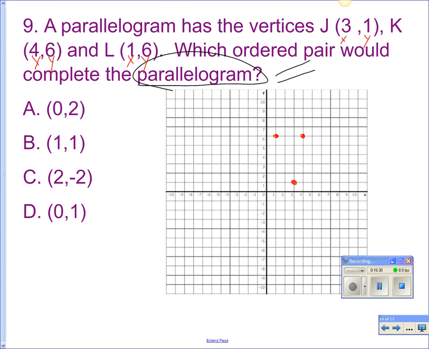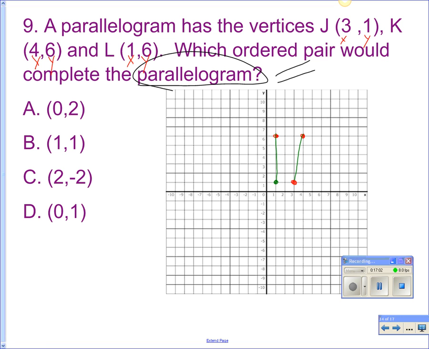So let's look. Let's just guess and check with our answers. 0, 2, and most of y'all have pencils, so y'all could plot that too. If you go to 0, 2, is that going to make 2 sets of parallel lines? No. Okay. All right. And what about 1, 1? Let me plot that. Over 1, up 1. Now look, these 2 lines aren't parallel.